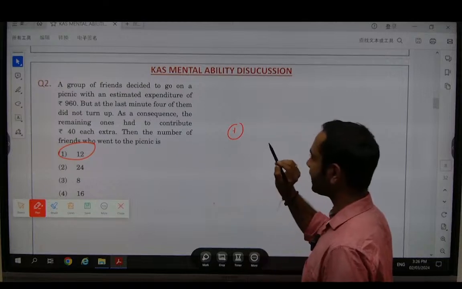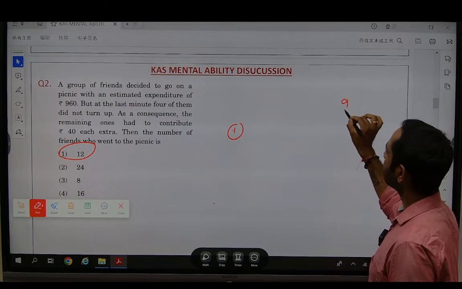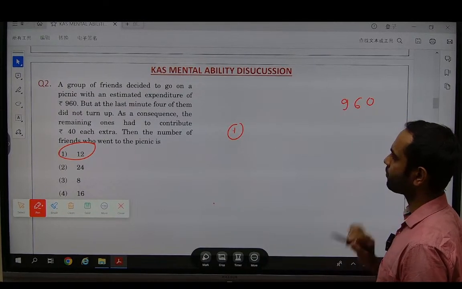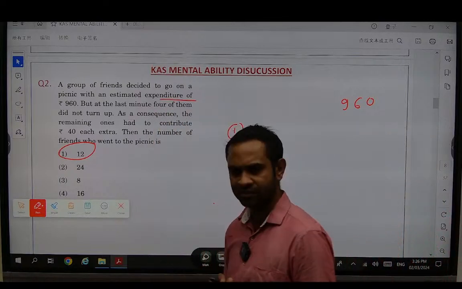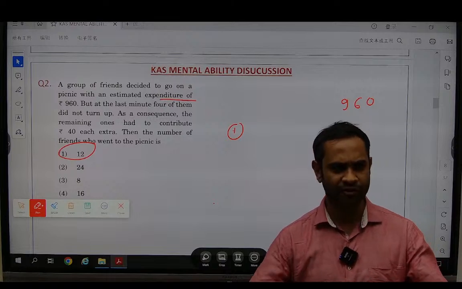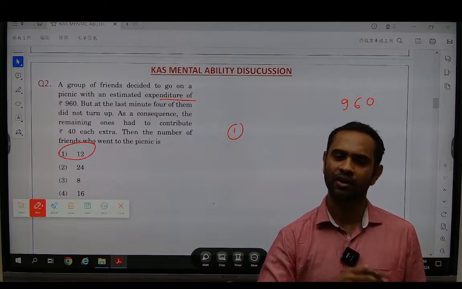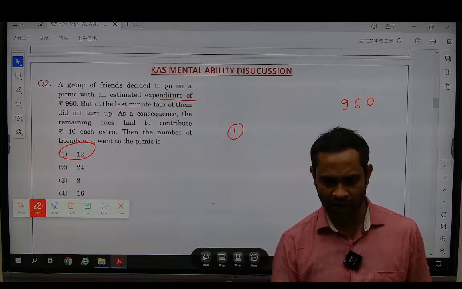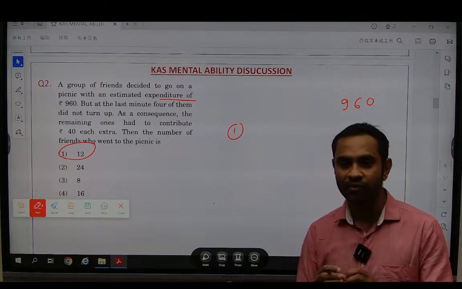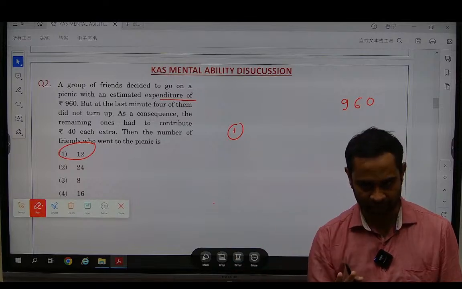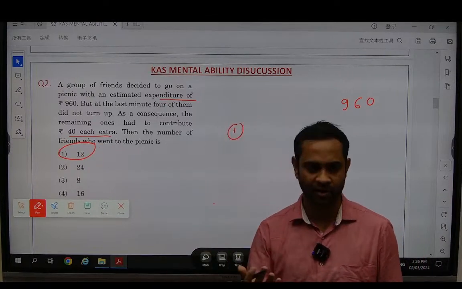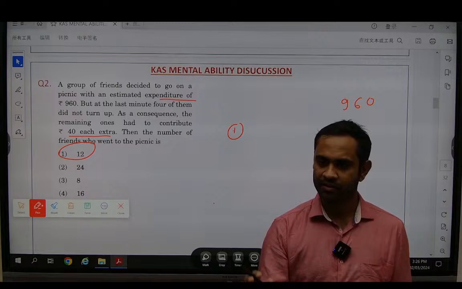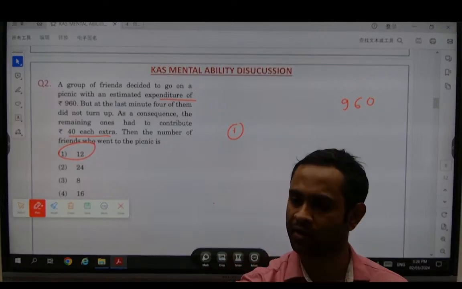So what they are telling is, earlier a group of friends were going, and the total expenditure they had decided was 960 rupees. But what happened? As usual, at the last moment, 4 of them said, no, I will not come. So definitely what will happen? Now that 960 rupees will get divided among the remaining persons. Because of that, everybody has to pay 40 rupees extra. Question is clear, right?